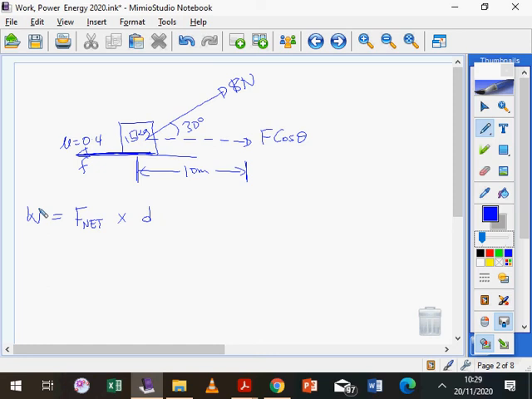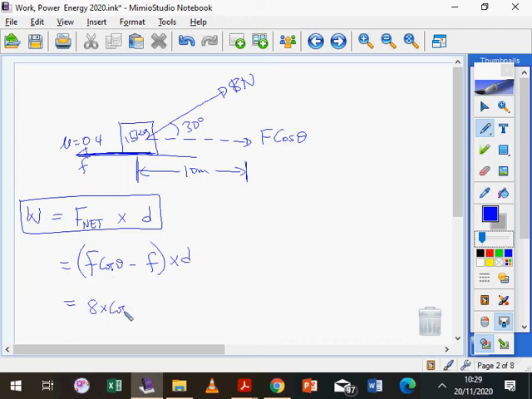But this F net in this situation is going to be F cosine theta minus the force of friction, I'm using small f, times the distance. So F cosine theta is just 8 times cosine 30, minus the friction force, which is mu times normal force, right? What just happened? Mu times normal force.